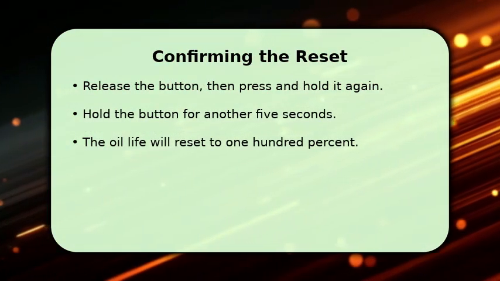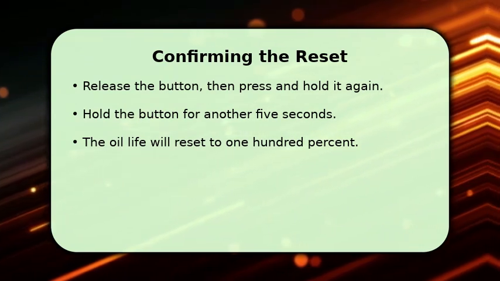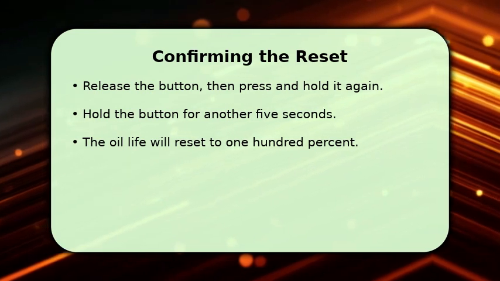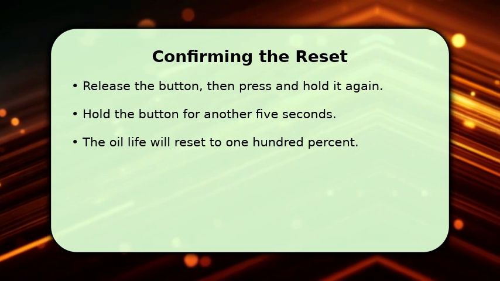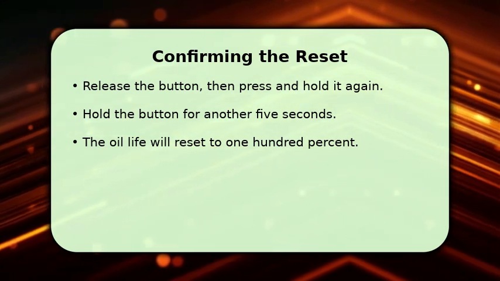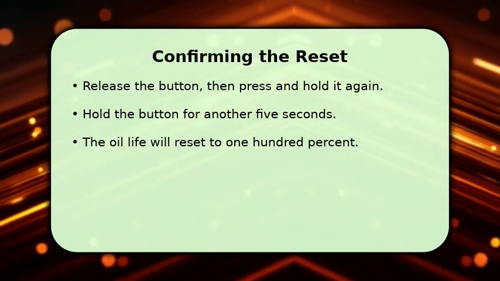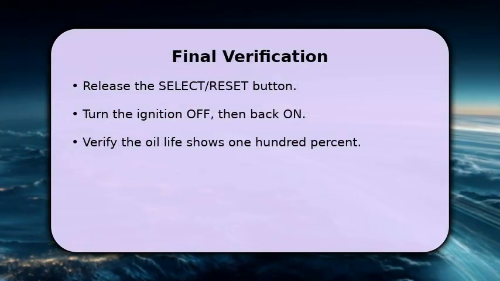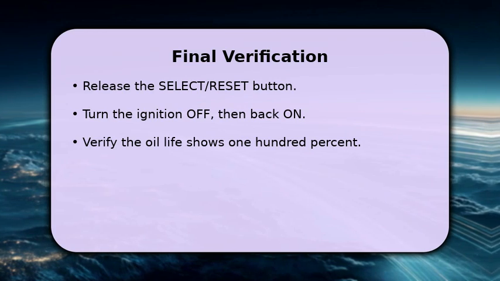After the display starts blinking, release the Select/Reset button. Then, immediately press and hold it again for about 5 more seconds. Keep holding until the oil life display changes to 100%. This confirms that the oil life monitor has been successfully reset, indicating a fresh start for your maintenance schedule. Once the oil life shows 100%, you can release the Select/Reset button.